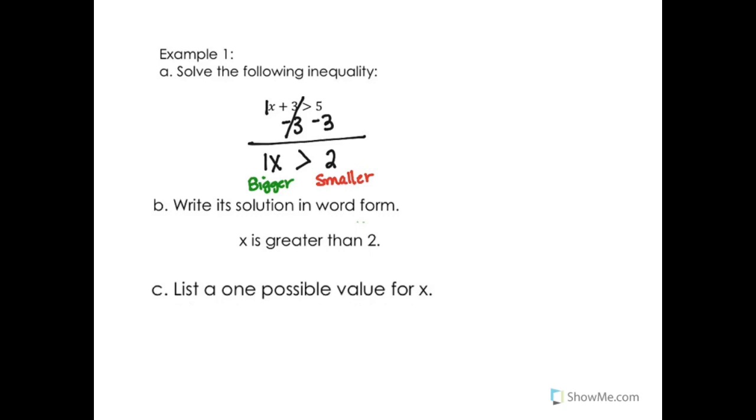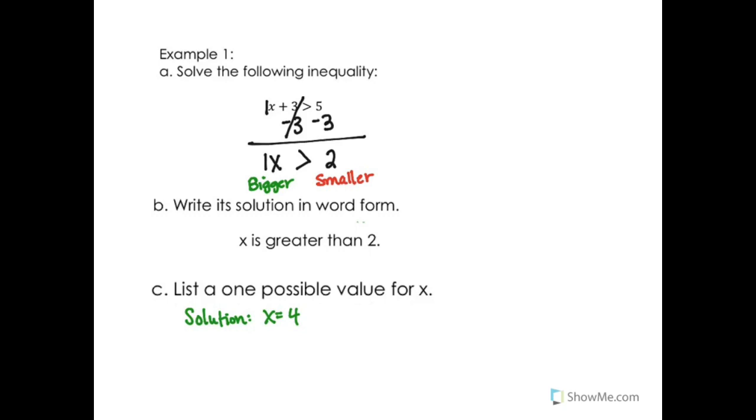Now part C is asking me to list a possible value for x. And remember that in an inequality, x can be multiple things. So here, x can be any number that is bigger than 2 or greater than 2. So if I pick a number that could be a solution, I can pick any number on my number line that I know is bigger than 2. So I'm going to choose the number 4 as a solution for x. And I'm going to check that that's true.